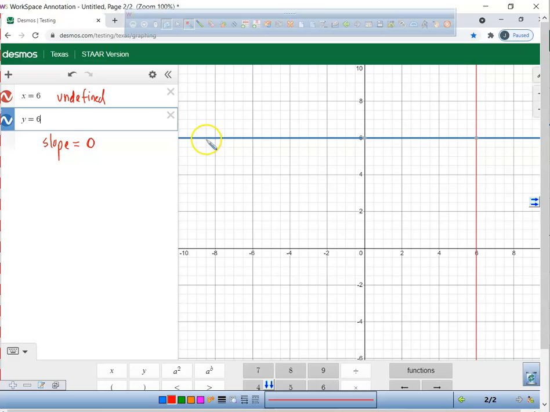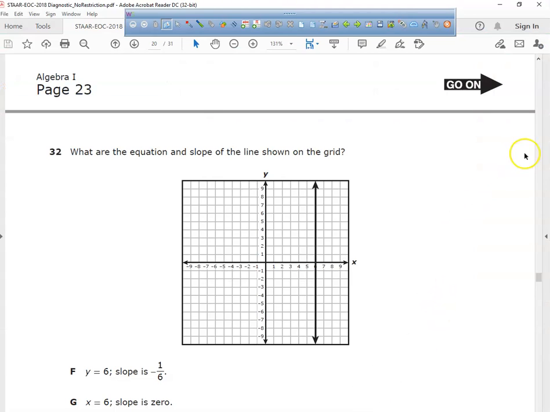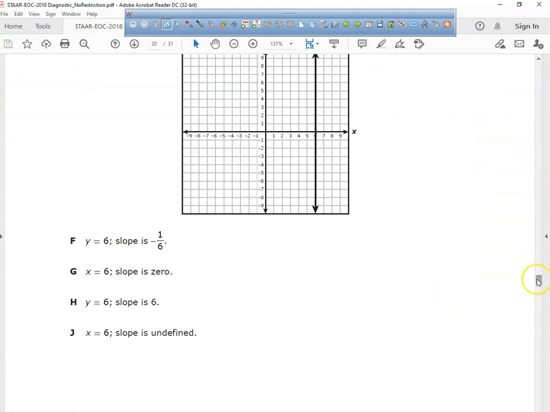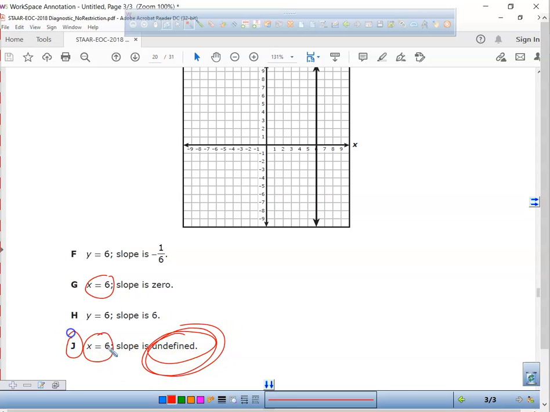Okay? So think of it this way. That's a zero slope. Remember, positive slope goes up, negative slope goes down. Vertical, that's undefined. This is 0. So if we look at our problem, what's it ask us? What equation matches that? Definitely X equals 6, but when it's vertical, what's the slope always going to be? Undefined. This was a gimme.